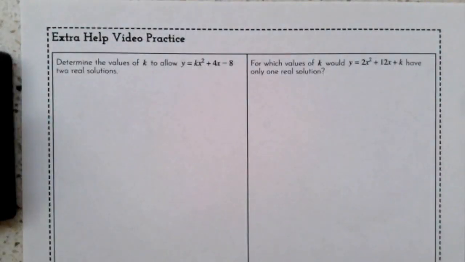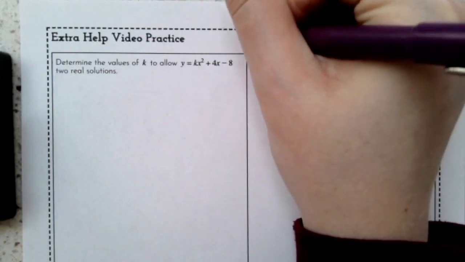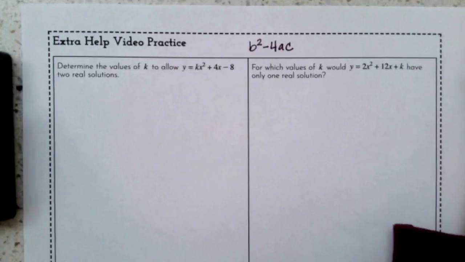Hello, in this video we're going to go through the extra help video for 5.3.5. And so the first thing I'm going to start with is at the top I'm going to write my discriminant formula. So b squared minus 4ac is my discriminant.